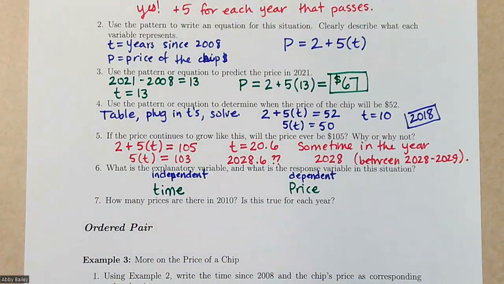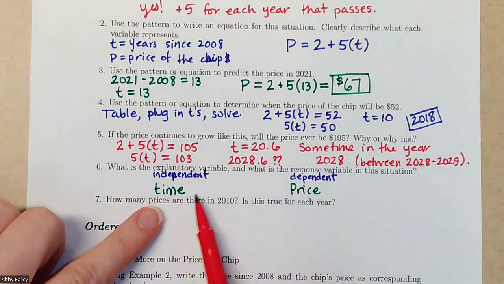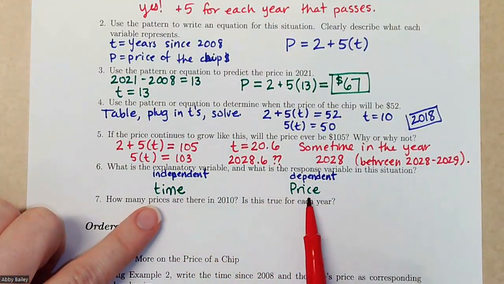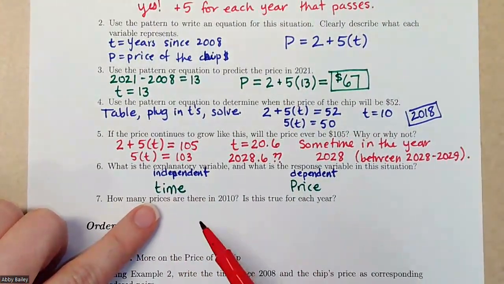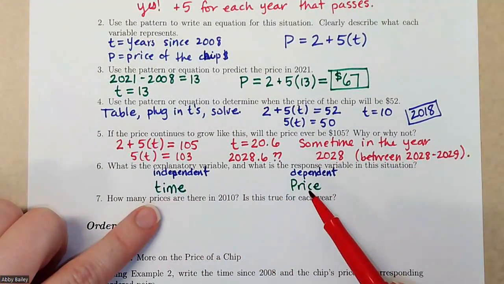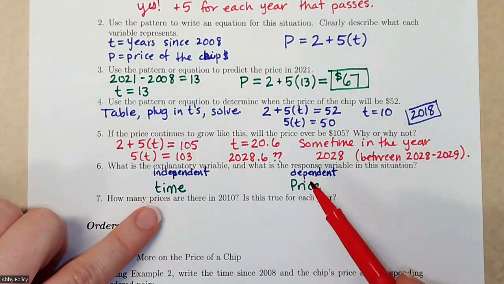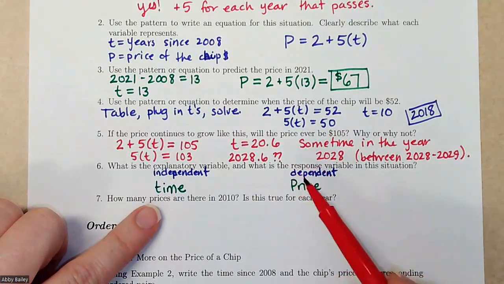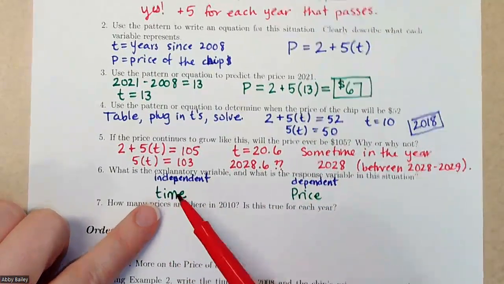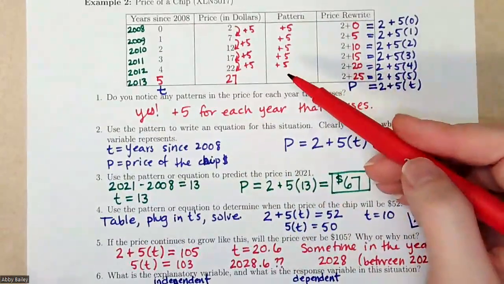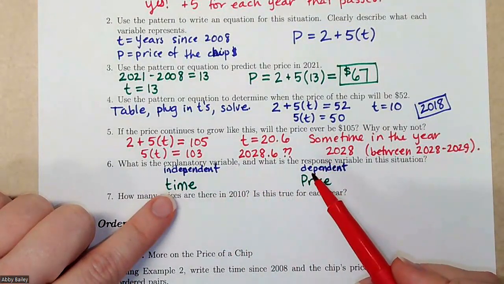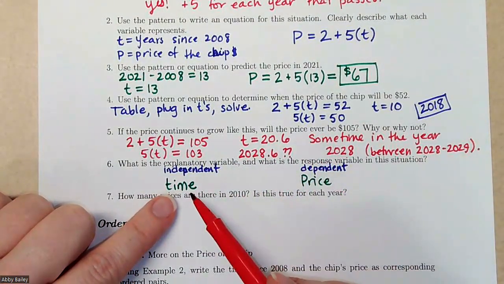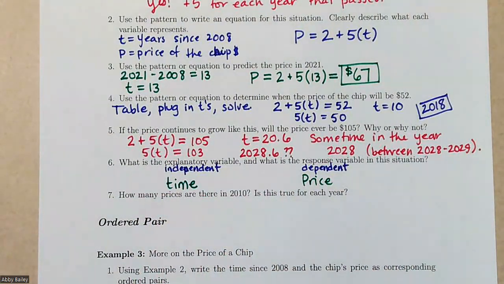Here's what we were up to. I was just saying that time explains the price and is independent of the price. Time is independent. It just does its thing. And for this price, you needed to know what year it was, because through time, that price was changing. So that means that the price depends on the time, or is a response to time going on.